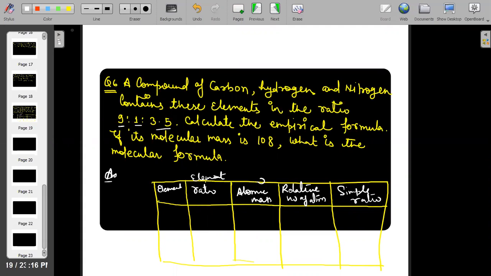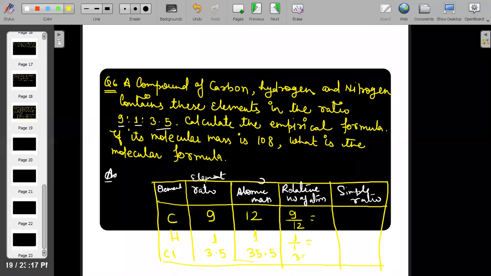Now, put in one by one. Carbon percentage, what ratio is given? 9. Hydrogen, what ratio is given? 1. Chlorine, what ratio is given? 3.5. Is it clear? Now, what is the atomic mass of carbon? 12. What is the atomic mass of hydrogen? 1. What is the atomic mass of chlorine? 35.5. Now, the relative number of atoms. How to find it? Percentage divided by atomic mass. Here the percentage given is 9, so 9 by 12. Now here it is 1 by 1. And here it is 35.5.